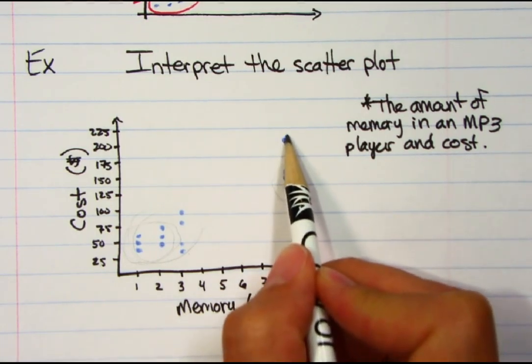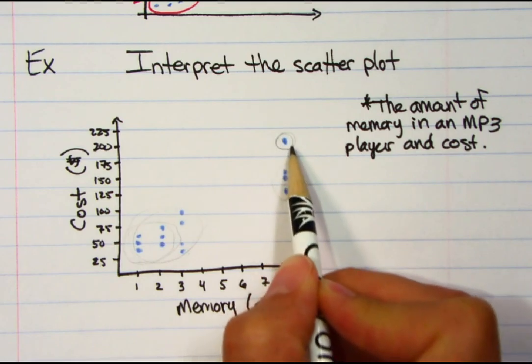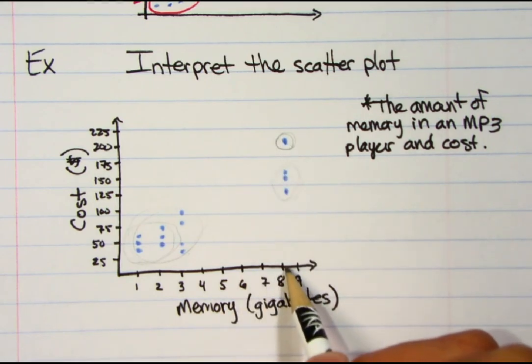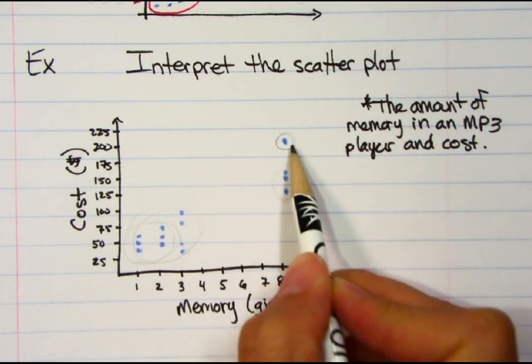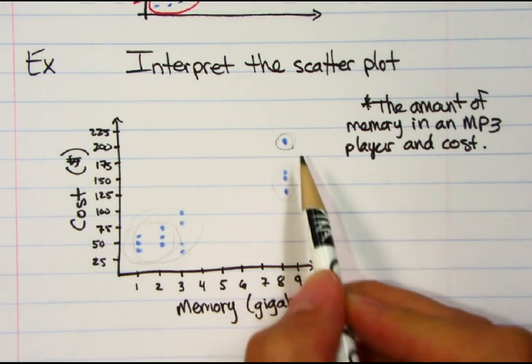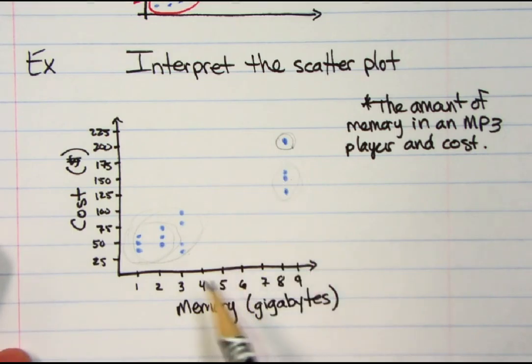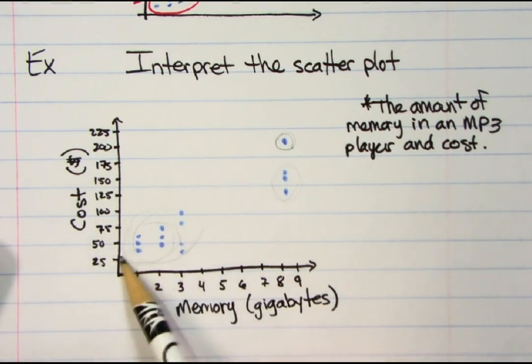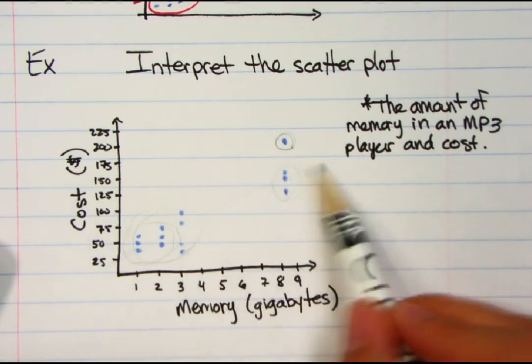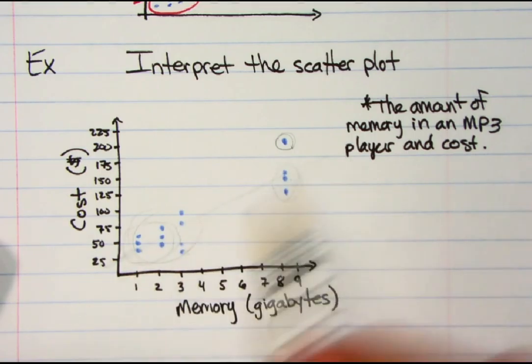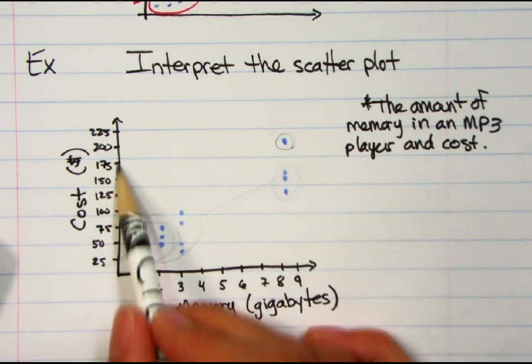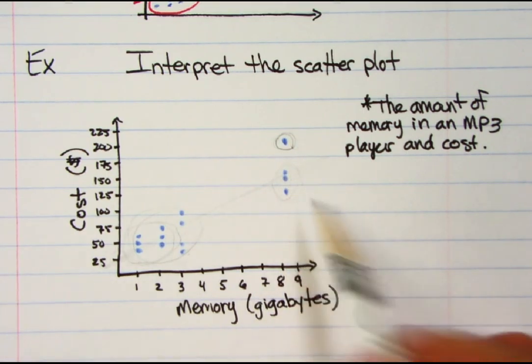And I could say that maybe even this one here is an outlier. This one has 8 gigabytes of memory like everybody else, but it's way more expensive than everything. Maybe it's some kind of name brand, something that people are willing to spend more on. And so you can explain that. Generally speaking, this is a positive correlation. As the memory increases, so does the cost. And then, of course, there's an outlier over here.